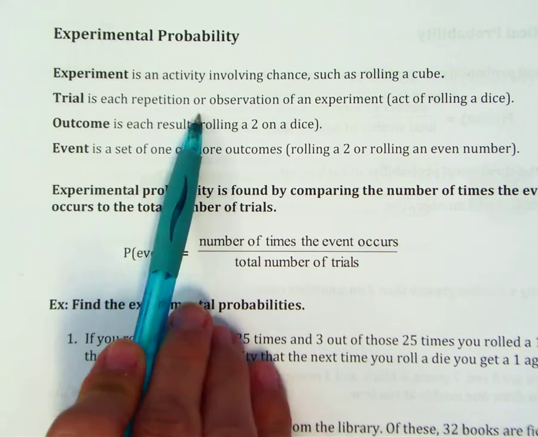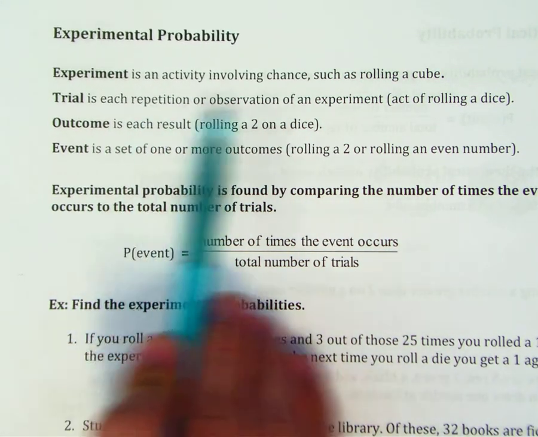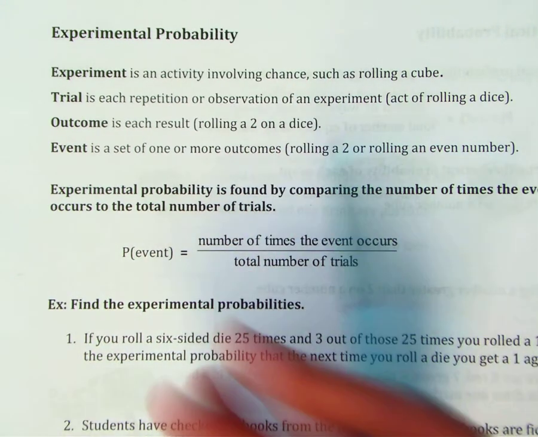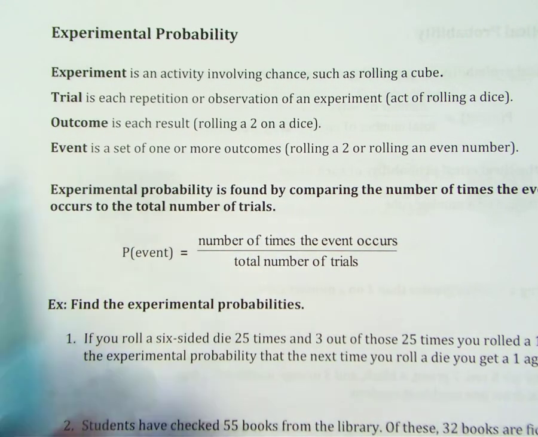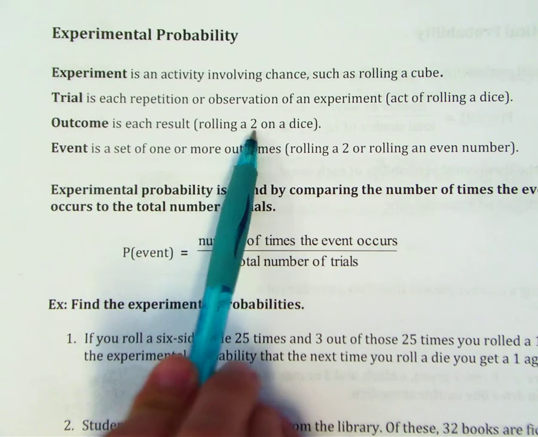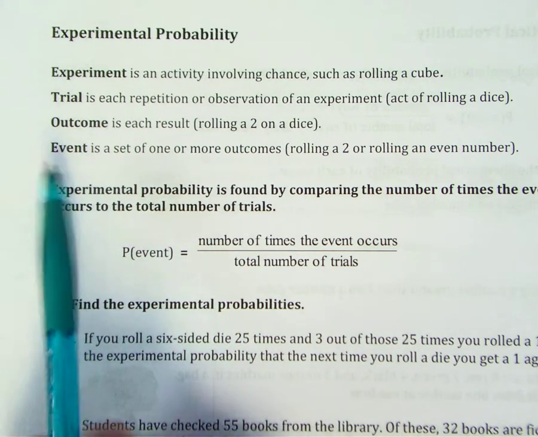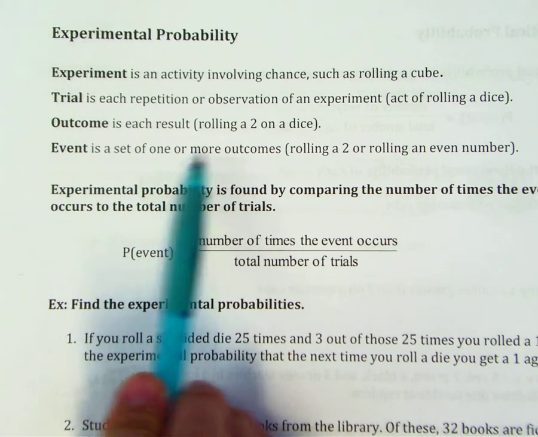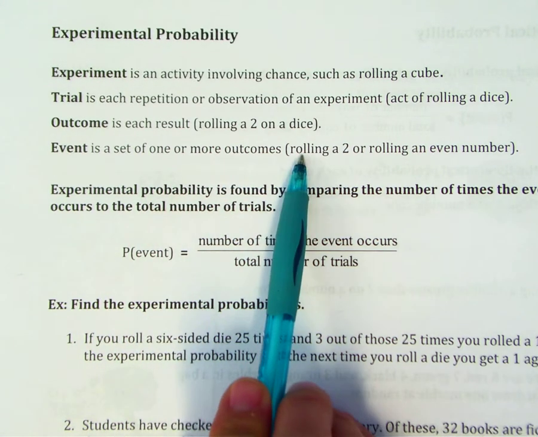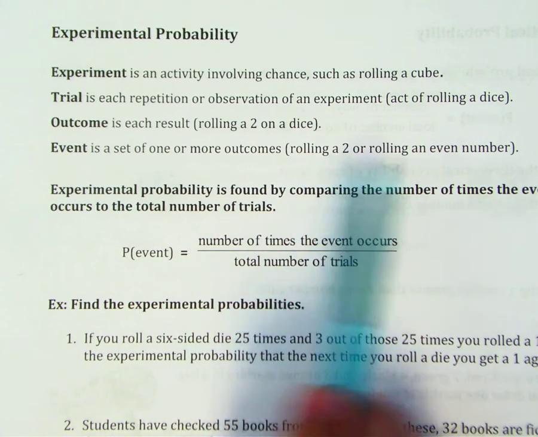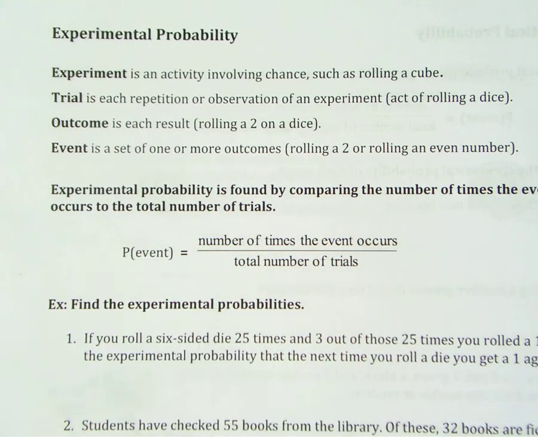So a trial is each repetition or observation of your experiment. So each time you roll the dice, that's your trial. The outcome is what you get. So say you roll a 2 on the dice, that is your outcome. And then the event is a set of one or more outcomes, such as rolling a 2 or rolling an even number. So that's what we're looking for.